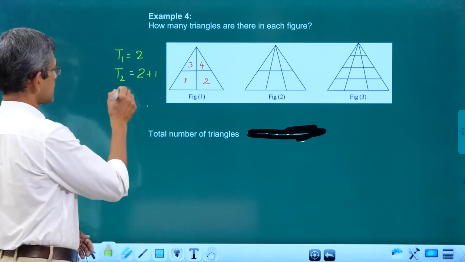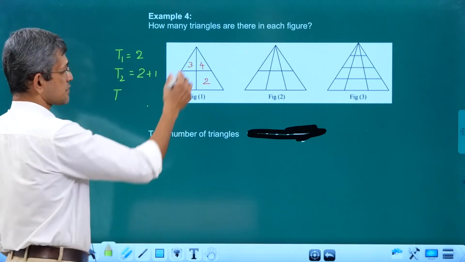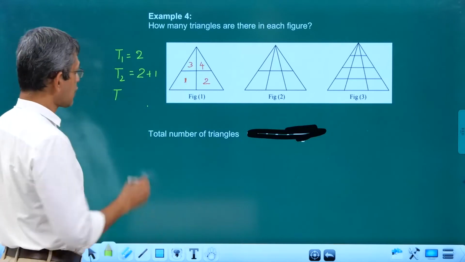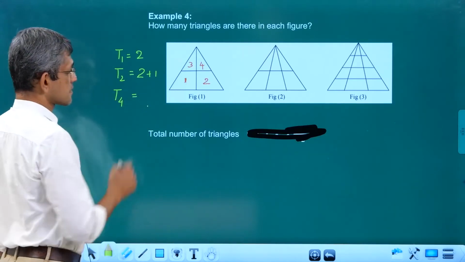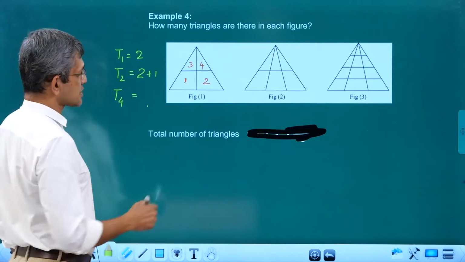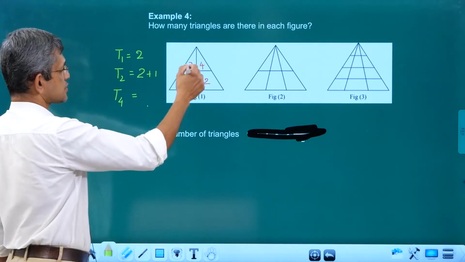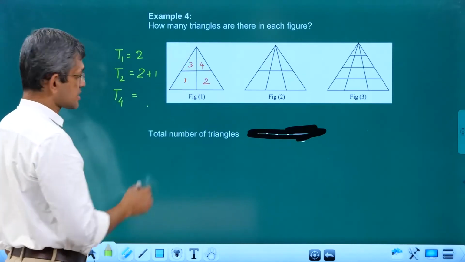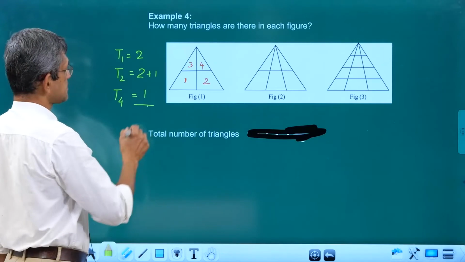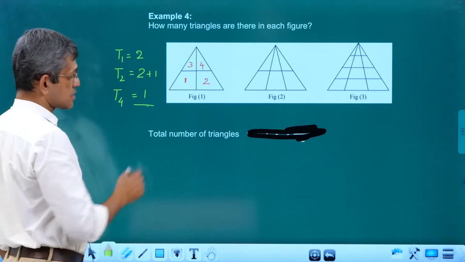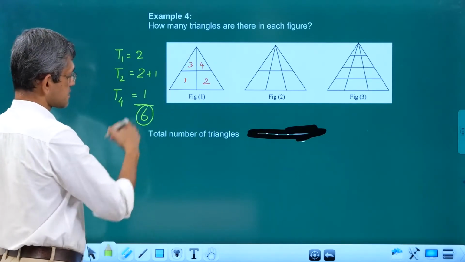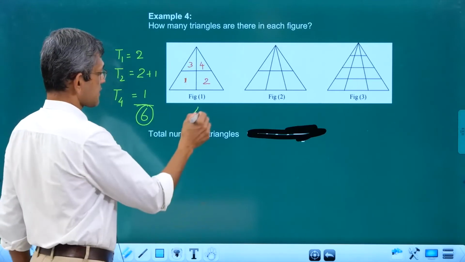How about if you go for 3 pieces? Any 3 pieces if you take, it's not a triangle. 4 pieces: if you take all 4 pieces, 1, 2, 3, 4 together it's a triangle. So ultimately how many are there? 3 plus 2 is 5, plus 1 is 6. So we have 6 triangles here.